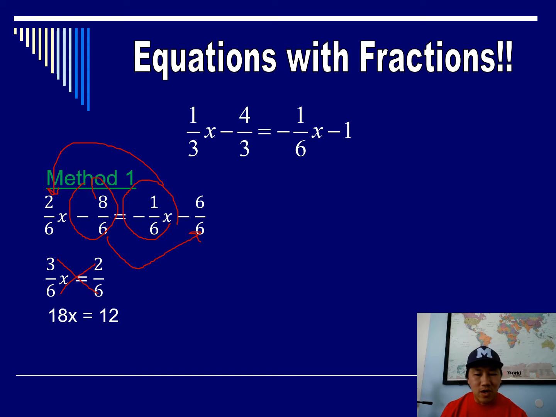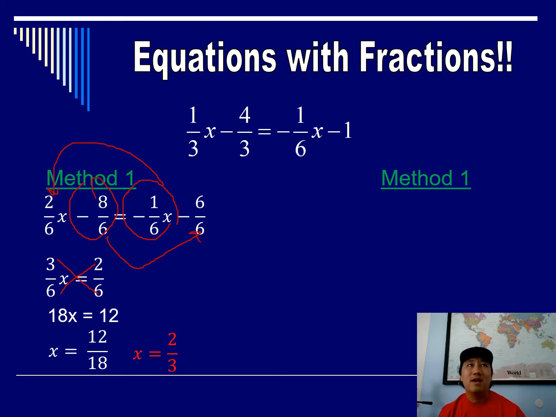18x is equal to 12. Divide both sides by 18. And our answer is 12 over 18, but you always have to remember to reduce your answers. And that gives us 2 over 3. Okay? Let's go ahead and do it a different way.